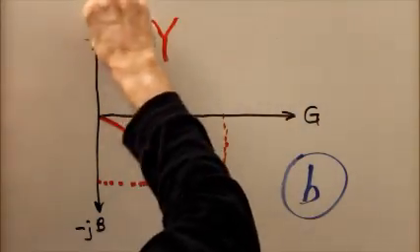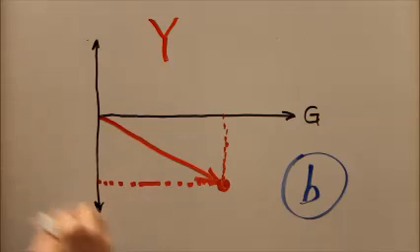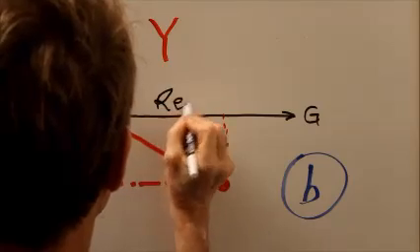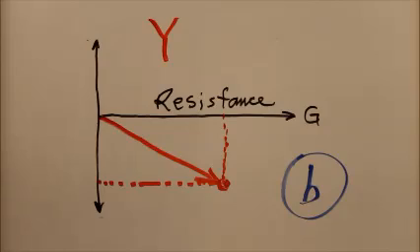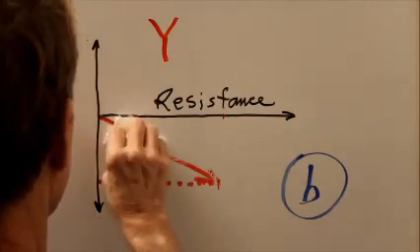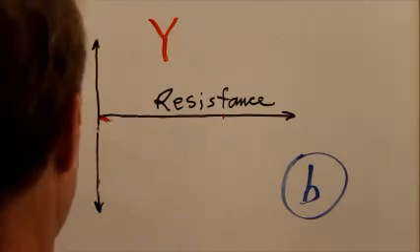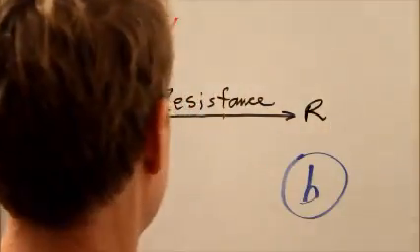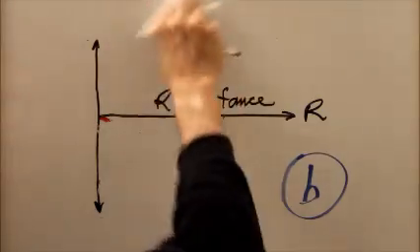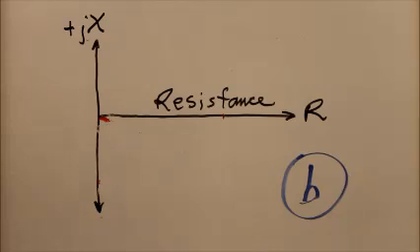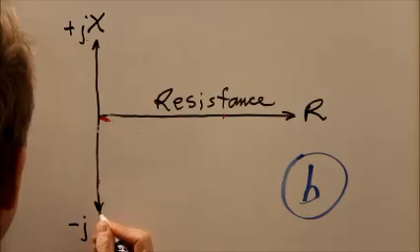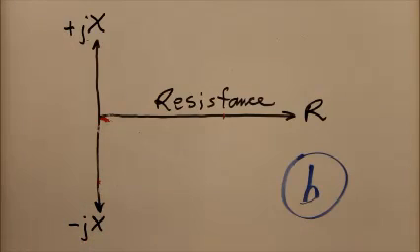then what we'd have is resistance along the horizontal axis, that would be denoted as R, an uppercase italic letter R, and the imaginaries would be reactances. Positive imaginary reactance is inductive, and negative imaginary reactance is capacitive.